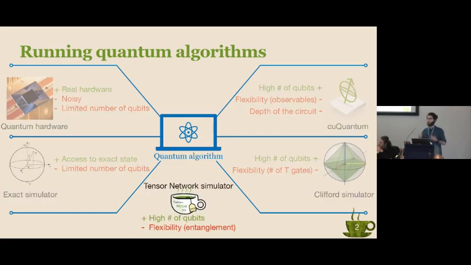And what I'm gonna talk about today is a tensor network emulator that lets you simulate a high number of qubits, at the cost of flexibility on the entanglement. We can only simulate a bounded amount of entanglement. It's of the same kind that was discussed yesterday.